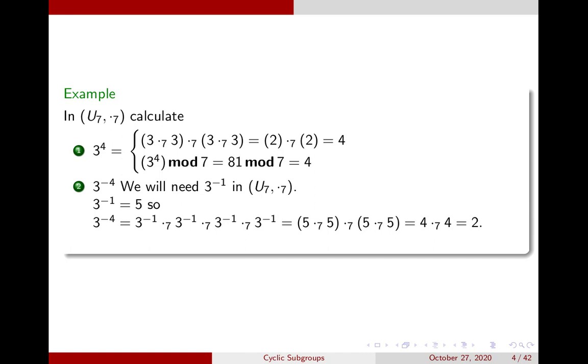And then finally, let's calculate 3 to the 0. 3 to the 0 calculated in a group is the identity element from the group, so 3 to the 0 is 1.